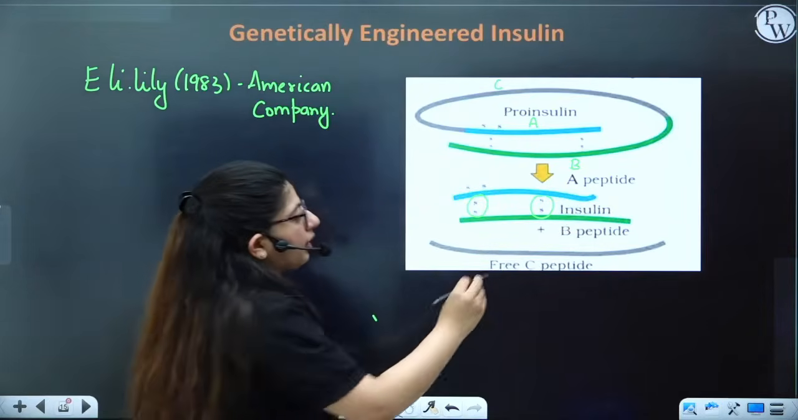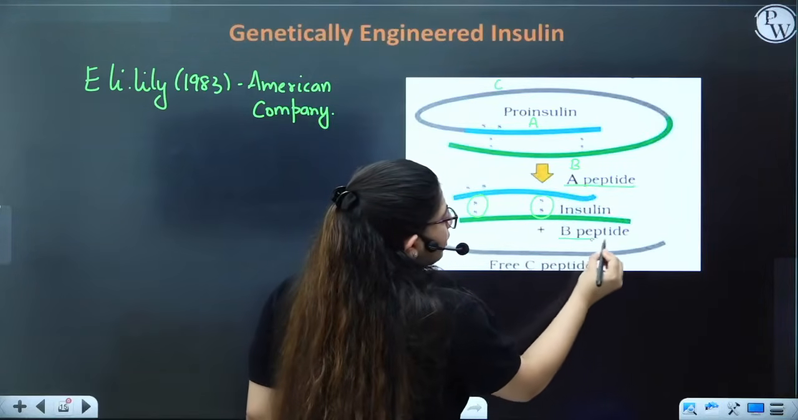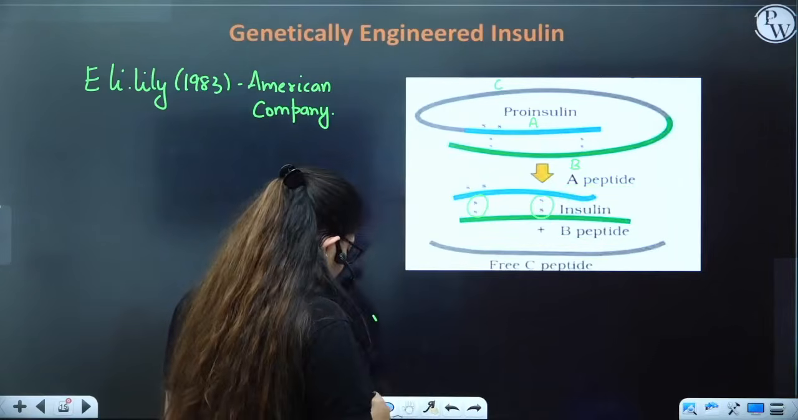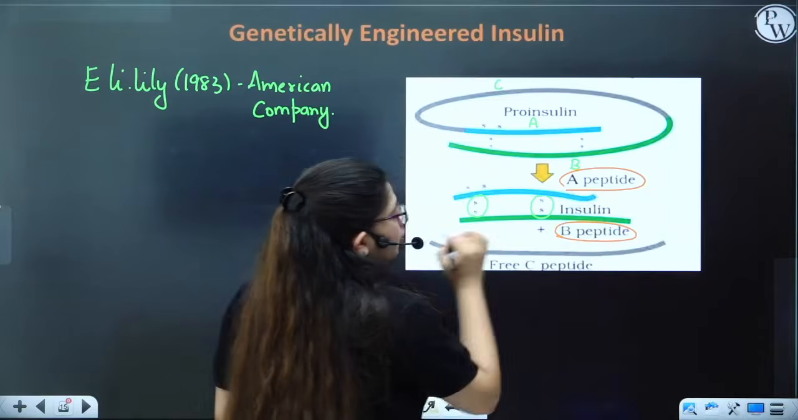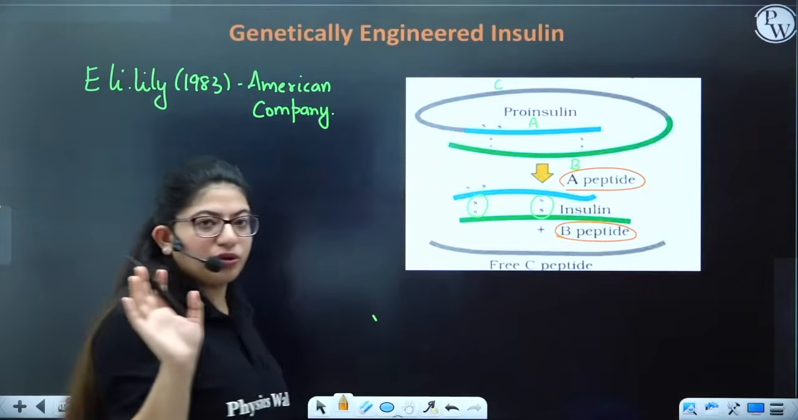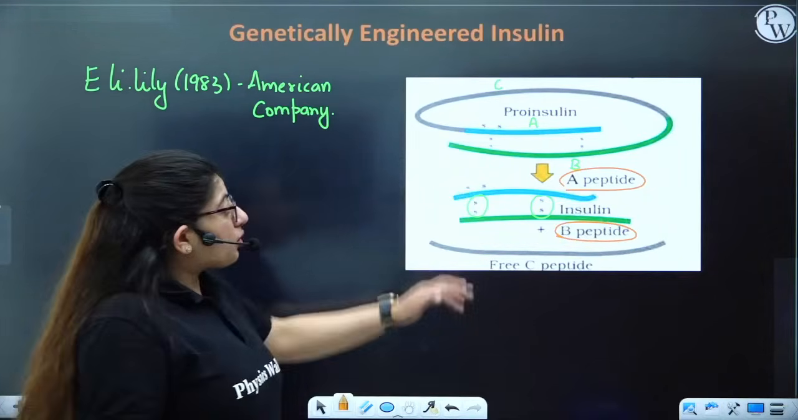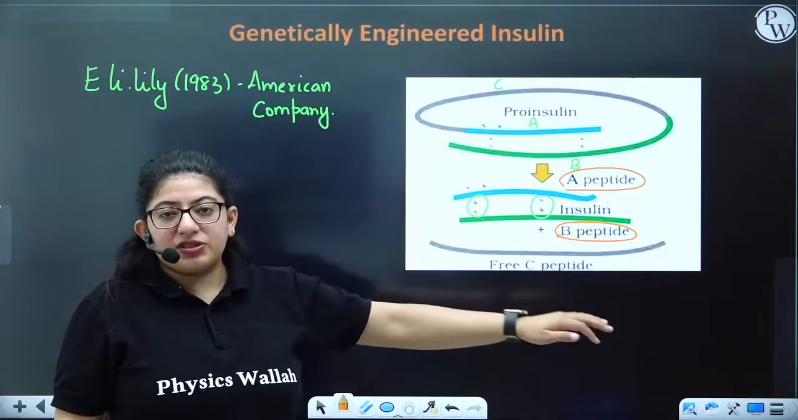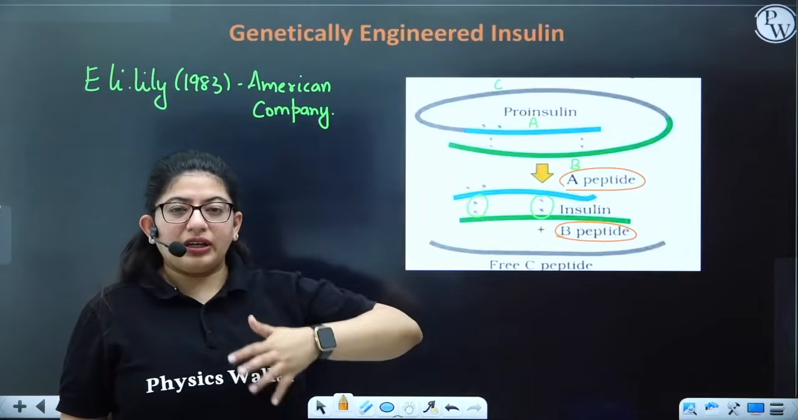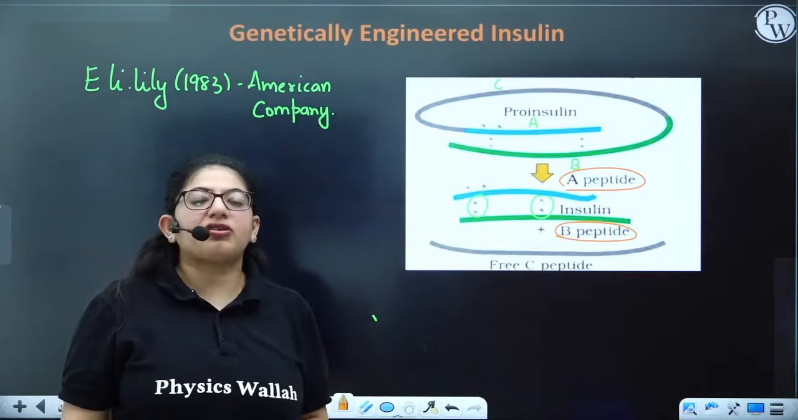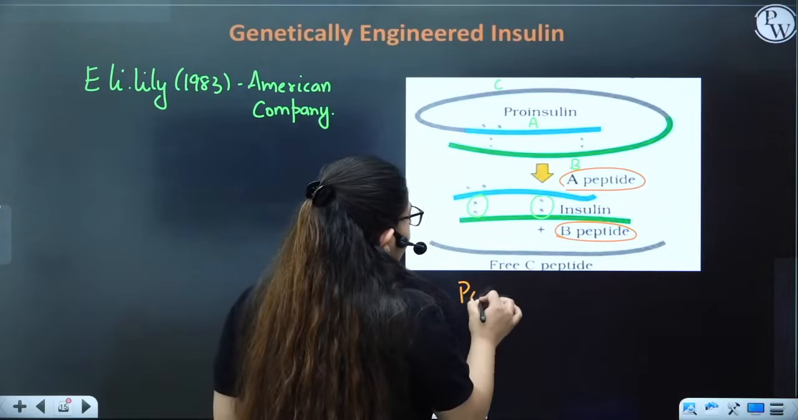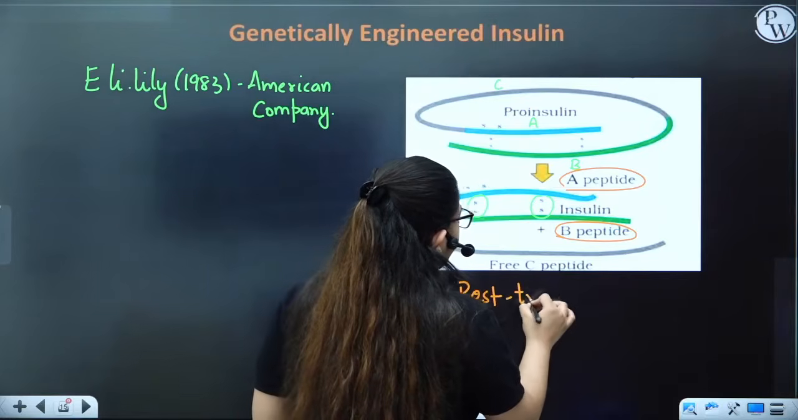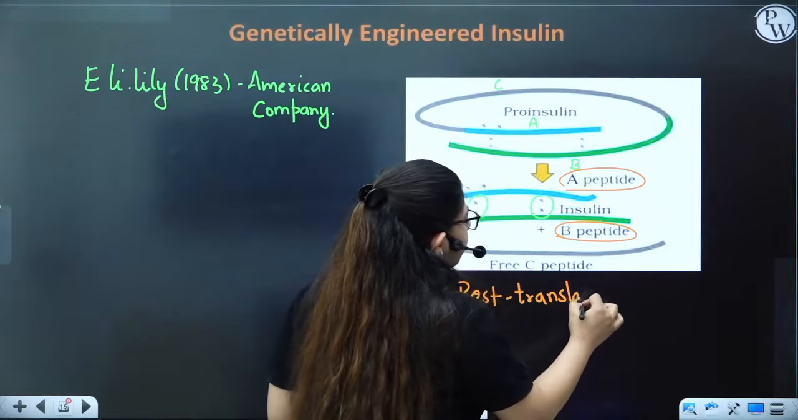This is how a mature insulin looks like. It contains two chains. One is the A chain, another is the B chain. It is quite confusing. A chain and B chain are present in the mature insulin. C is free. It is of no use later on. So these all are changes which take place in your body after the insulin is formed, after the translation of protein has taken place, and all these changes are known as post-translational changes. What are these? Post-translational changes.